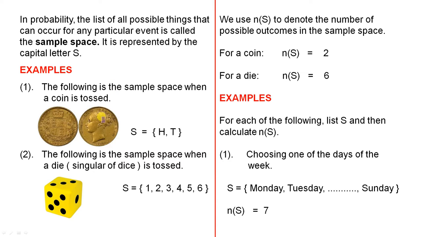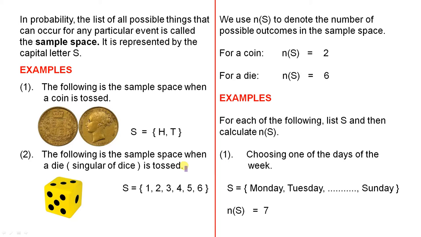So here we have a coin, which we saw in a previous lesson. When you toss a coin, you can either have a head or a tail. So the sample space is all the possible things that happen, and this is how you write it. S equals, with those types of brackets, H comma T, because they're the only things that can happen.